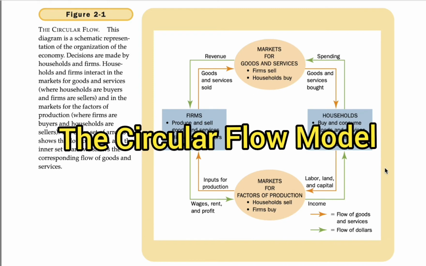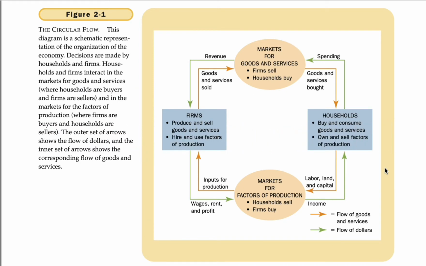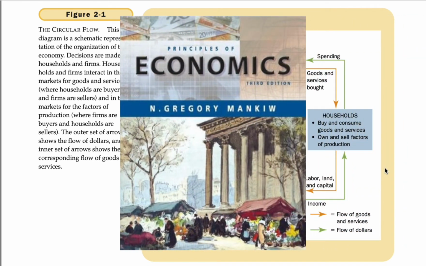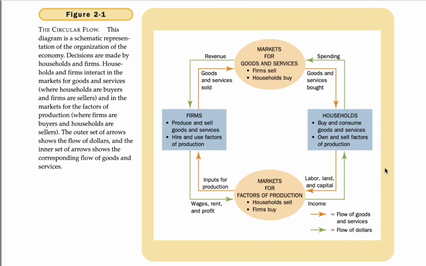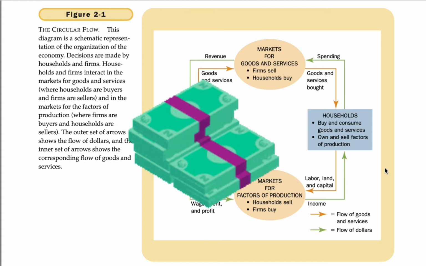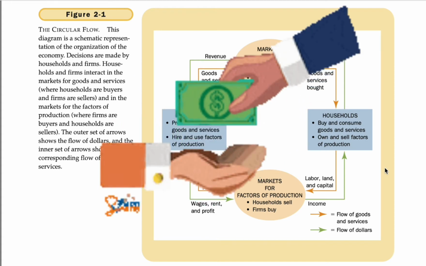Today I'm going to explain the circular flow model to you. The graph you can see on screen is taken from the book Principles of Economics by Gregory Mankiw, chapter 2, figure number 2.1. The circular flow model helps us in understanding from where income goes, how the economic agents, be it households or firms, generate income, and how it is being transferred from one sector to the other sector.